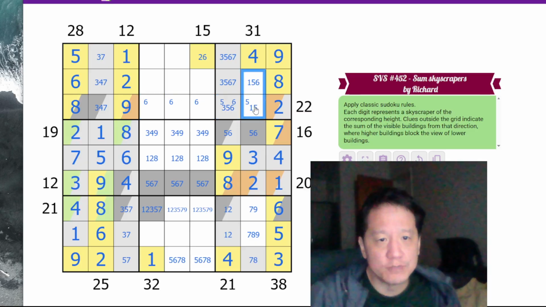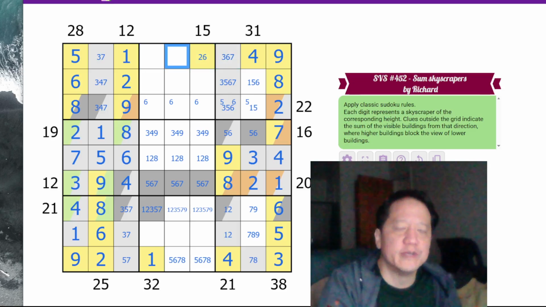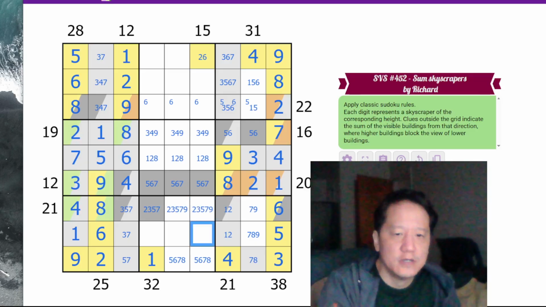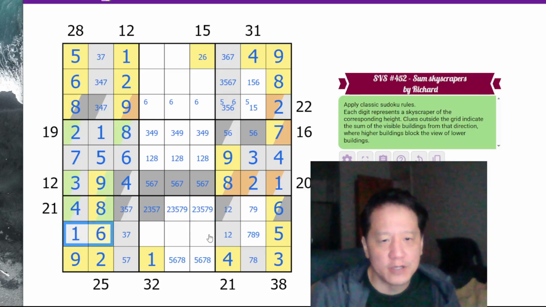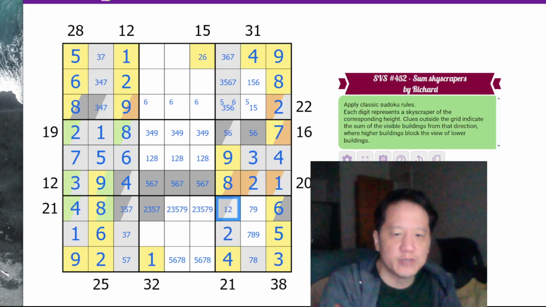We know 1 is one of these two. This can't be 5 because of 5 in the row. Remaining digits in row 1. Actually, this 1 eliminates 1 here in the rest of the box. So where's the 1? Okay, this 1 eliminates 1 here, so this is 2, which makes this 1.